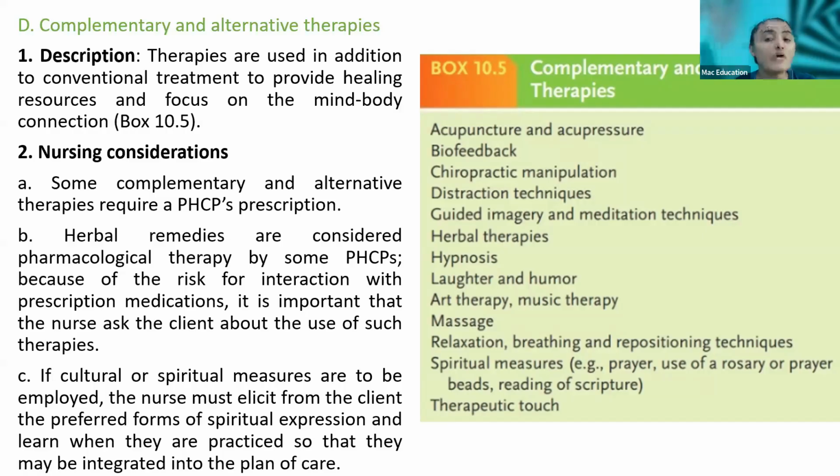So what are the types of complementary alternative therapy? Let's see box 10.5. First is acupuncture and acupressure. Do you know about acupuncture and acupressure? Yes. Okay, so first is acupressure and acupuncture. Next is biofeedback. What is that biofeedback?